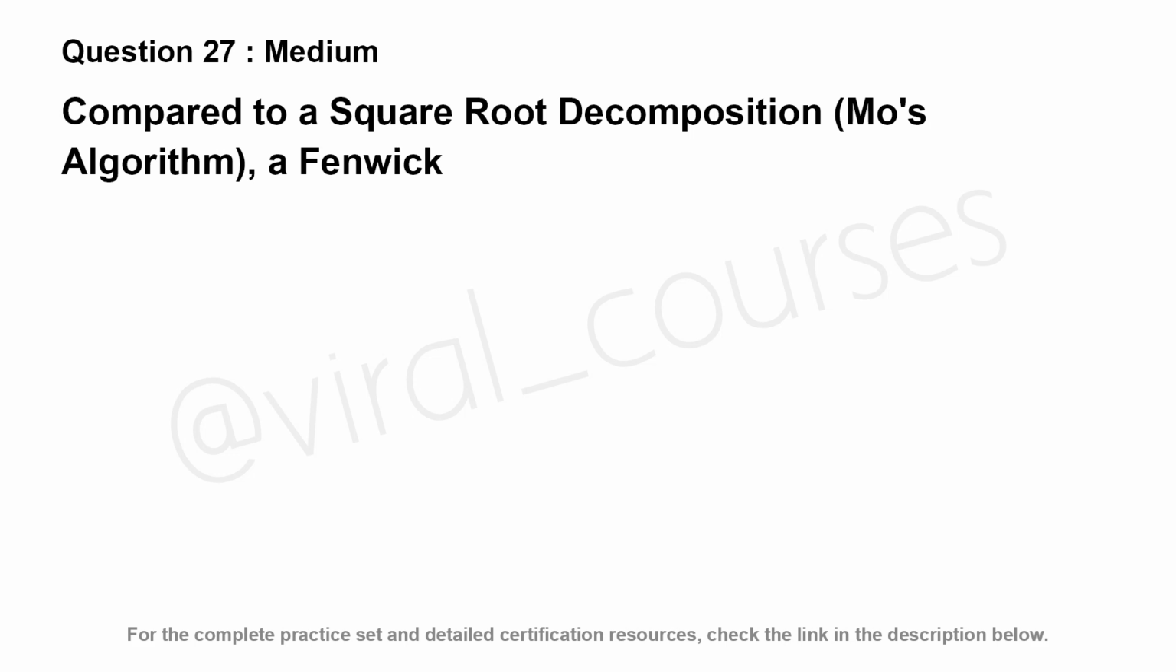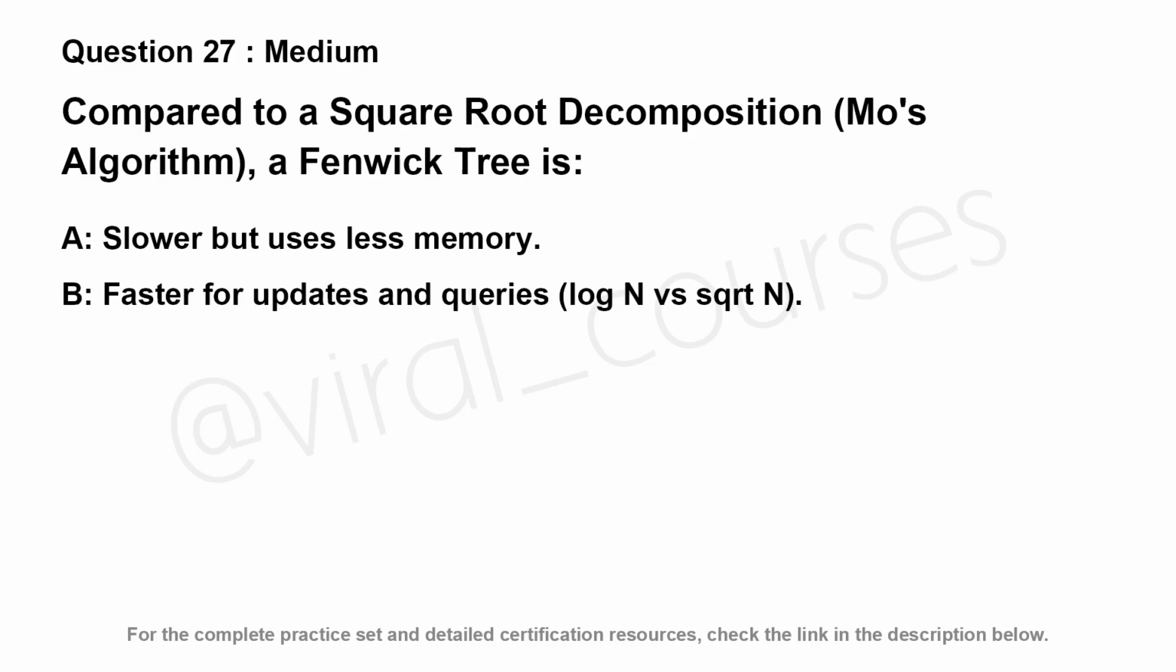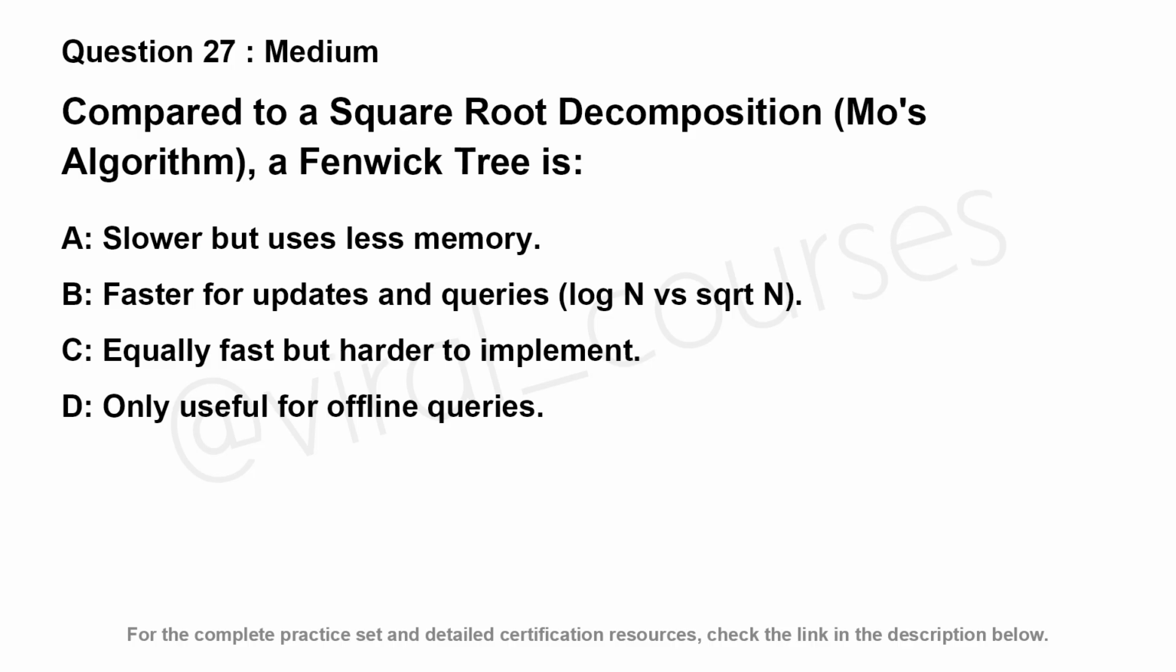Compared to a square root decomposition, Mo's algorithm, a Fenwick tree is: Option A. Slower but uses less memory. Option B. Faster for updates and queries, log n versus sqrt n. Option C. Equally fast but harder to implement. Option D. Only useful for offline queries.